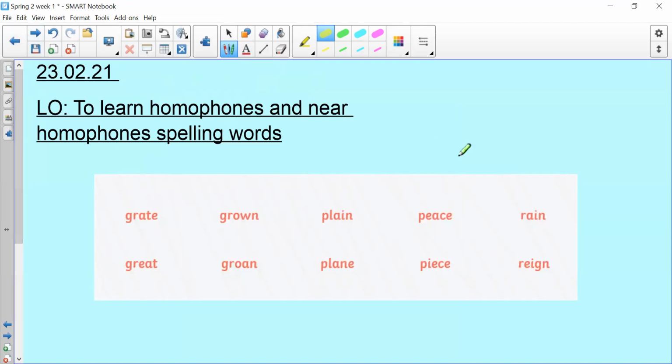Okay, so on to today's words. So here are our spelling words for the whole week. And yesterday we explored the first 3 pairs: great and grate, grown and groan, plain and plane. So today we've got the final 4, or the last 2 pairs, which are peace and piece, rain and reign.